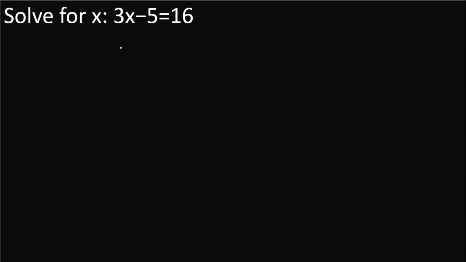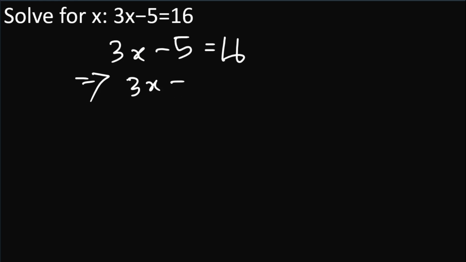Here we need to find the value of x. 3x minus 5 equals 16. We need to isolate x, so we will add 5 to both sides. Here, 16 plus 5.